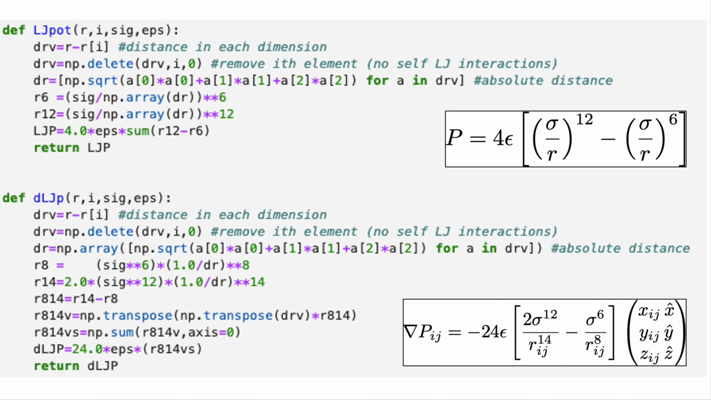From here, it's just a matter of summing over all j and returning basically the force, the negative force. Note that the negative sign in the equation is not present in the code. This is because I defined drv as rj minus ri, not ri minus rj.